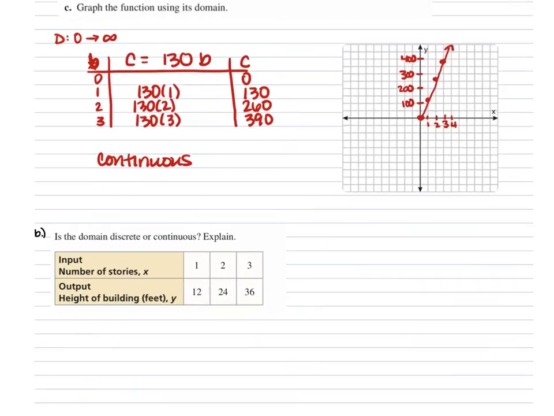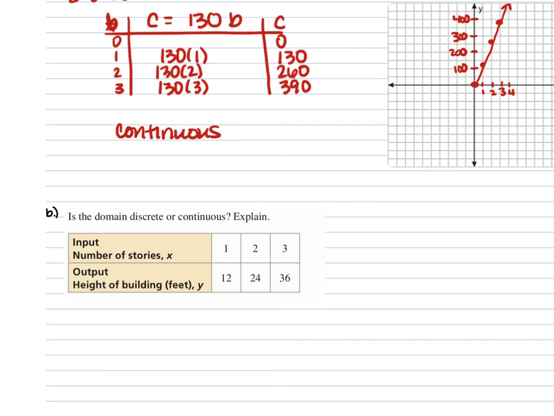For this example B, it tells us, is the domain discrete or continuous? Explain. Now your input is your 1, 2, 3, and your output is just the 12, 24, 36. This gives you specific points of (1, 12), (2, 24), and (3, 36). So with this you have to look at what they're explaining.